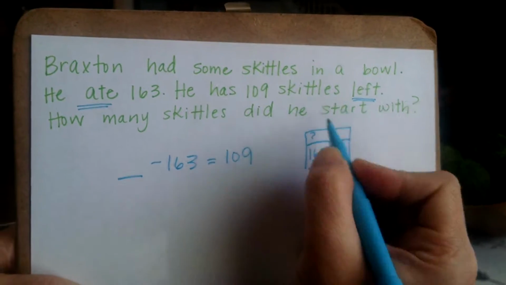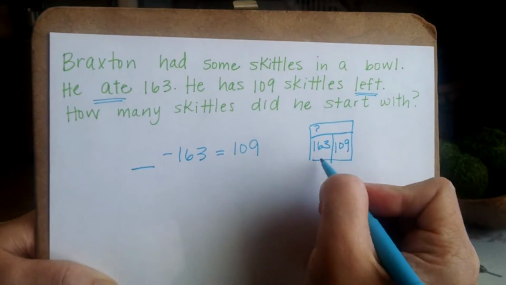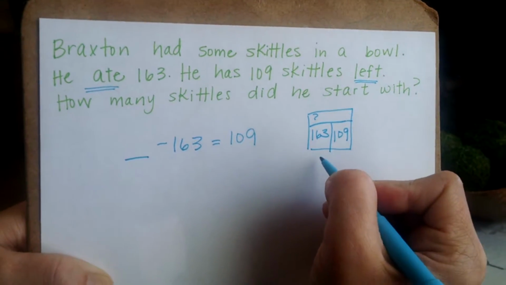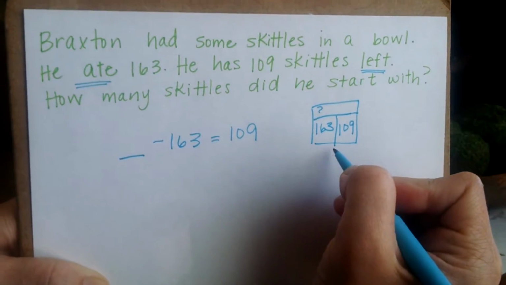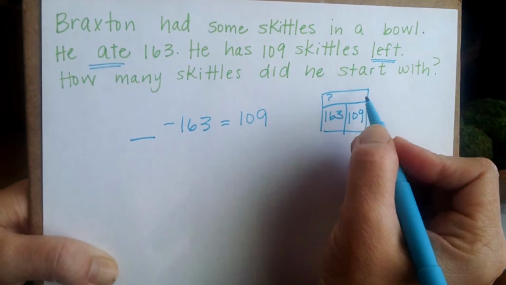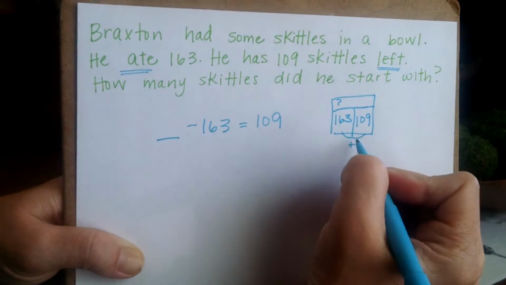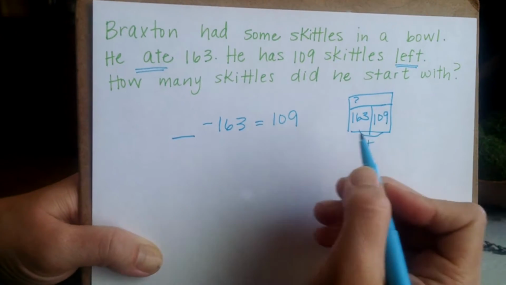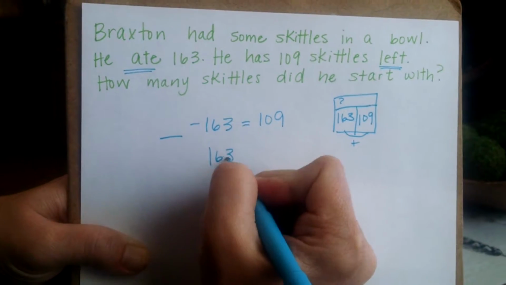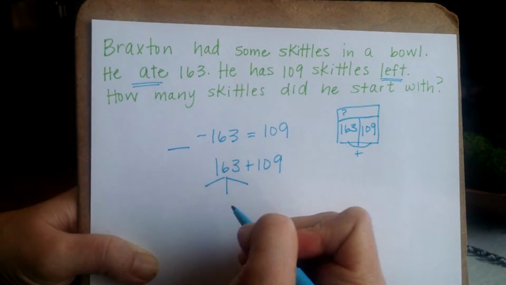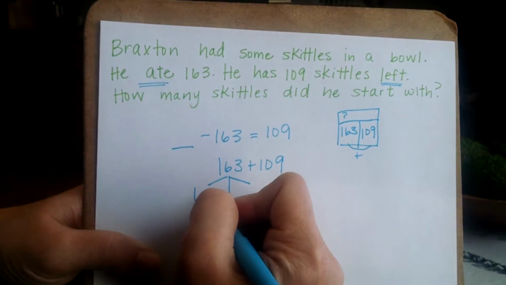And I told them when they see the box like this, and they know the two parts, it's like a candy bar that you break into two pieces. If you put the two pieces back together, you get the whole candy bar. So I tell them to solve this in that way. This is kind of like these two pieces added together equals this. So they will do 163 plus 109, and I'm going to solve it in the break apart way.